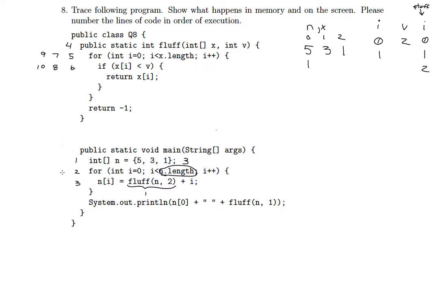Now up at step 4, I'm testing to see if I'm in range. 1 is still less than 3, so I'm allowed to go in here for step 5. And now I'm stuck in here again, calling fluff. So let me take out this return value, and we'll go back into fluff for step 6.